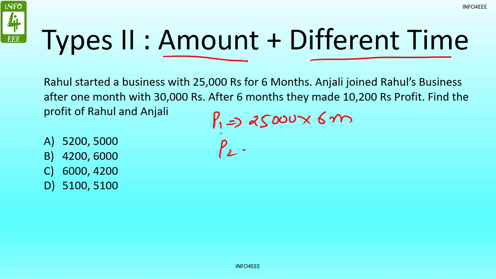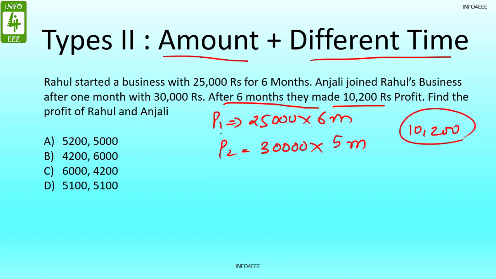And the profit of Anjali: Anjali joined Rahul's business after 1 month, right? So she spent 30,000 rupees but joined 1 month late. It means she stayed in that business just for 5 months, and after 6 months they made a profit of 10,200 rupees. So the ratio of profit will be what? This is 5 upon 6. So the ratio of profit is 1 is to 1.